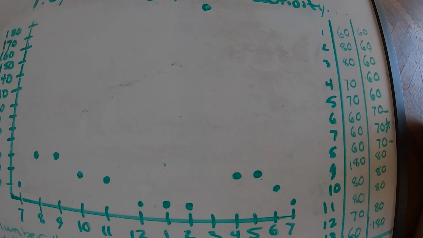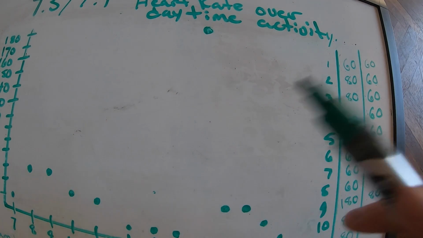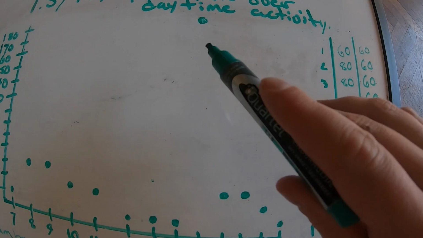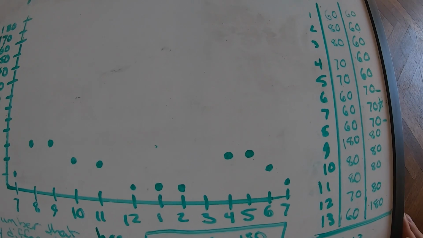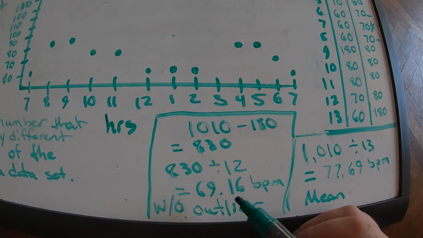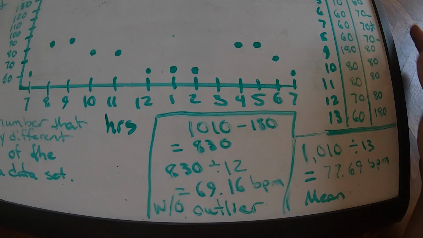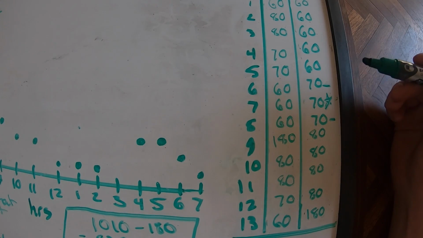Well, maybe not. Would you use the mean including the outlier? Not necessarily, because that outlier sort of skews our information. So in this case, I would want to use the mean without the outlier or the median, because they're relatively close to one another.